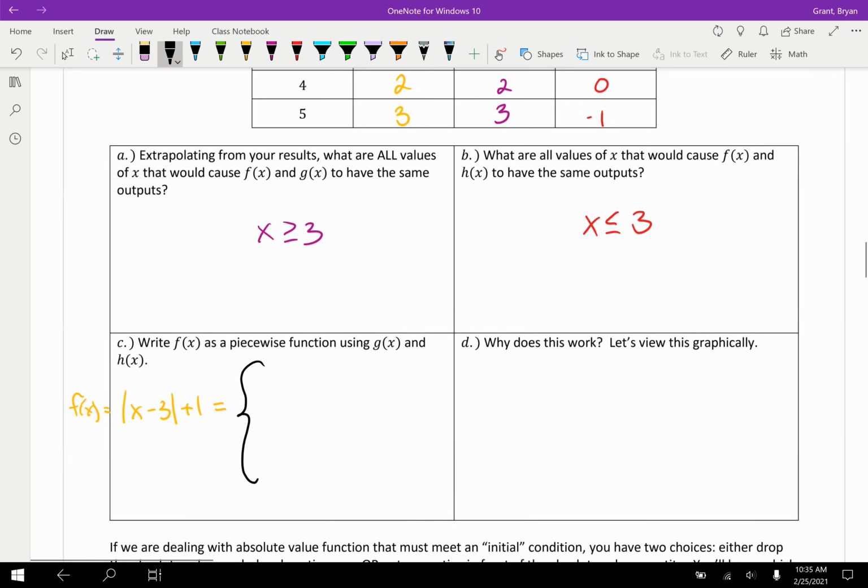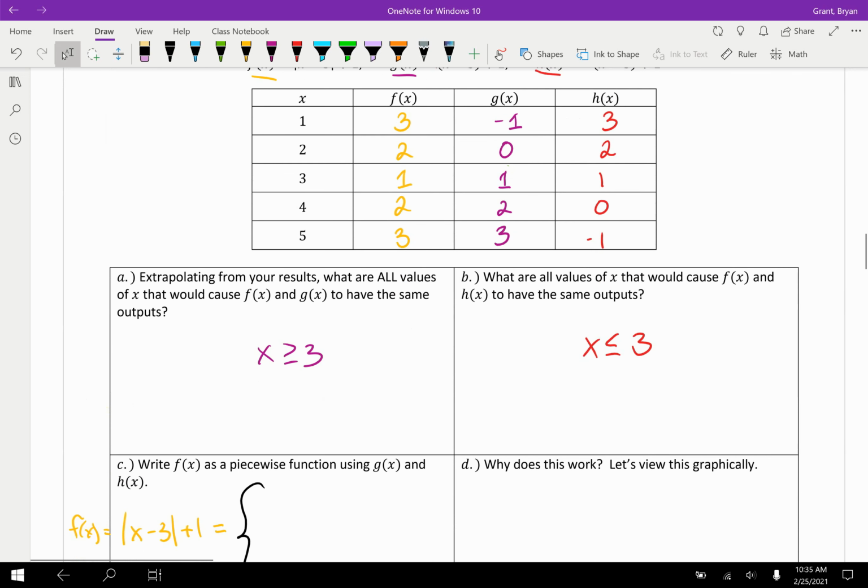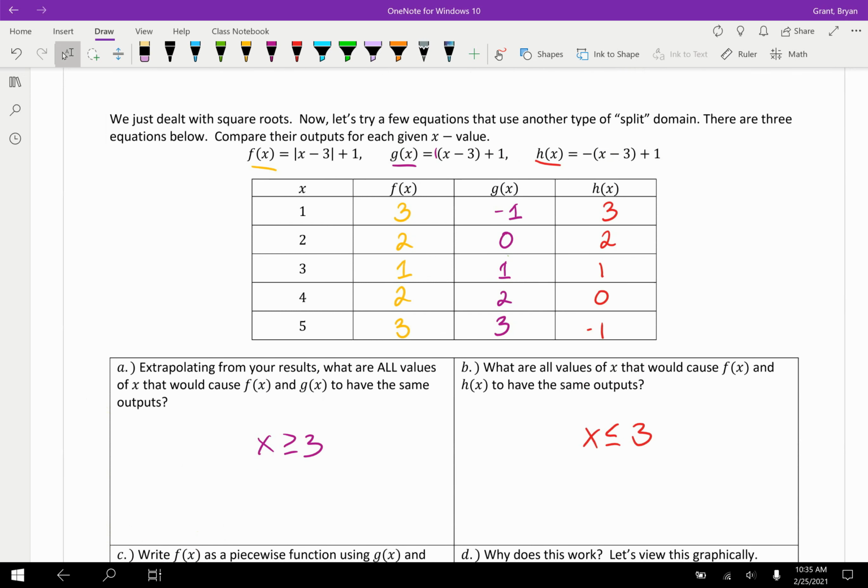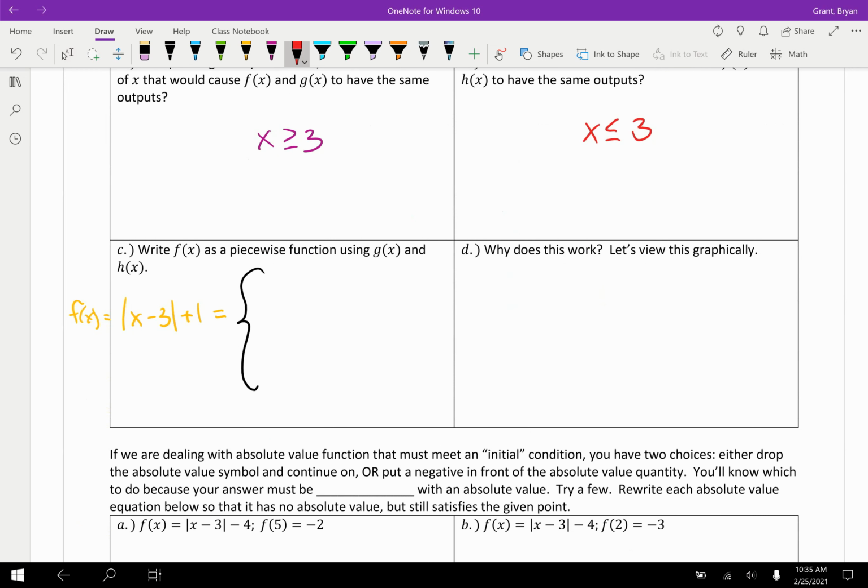Well, if we look at this, I think we have two functions we need to incorporate. I'm going to do the red one first with the negative, and then the other one second. So negative x minus 3 plus 1. And then the other one in purple was x minus 3 plus 1. When are they equal? Well, this purple one was equal for any x's greater than or equal to 3. The red one was equal to my absolute value for any x's less than or equal to 3.